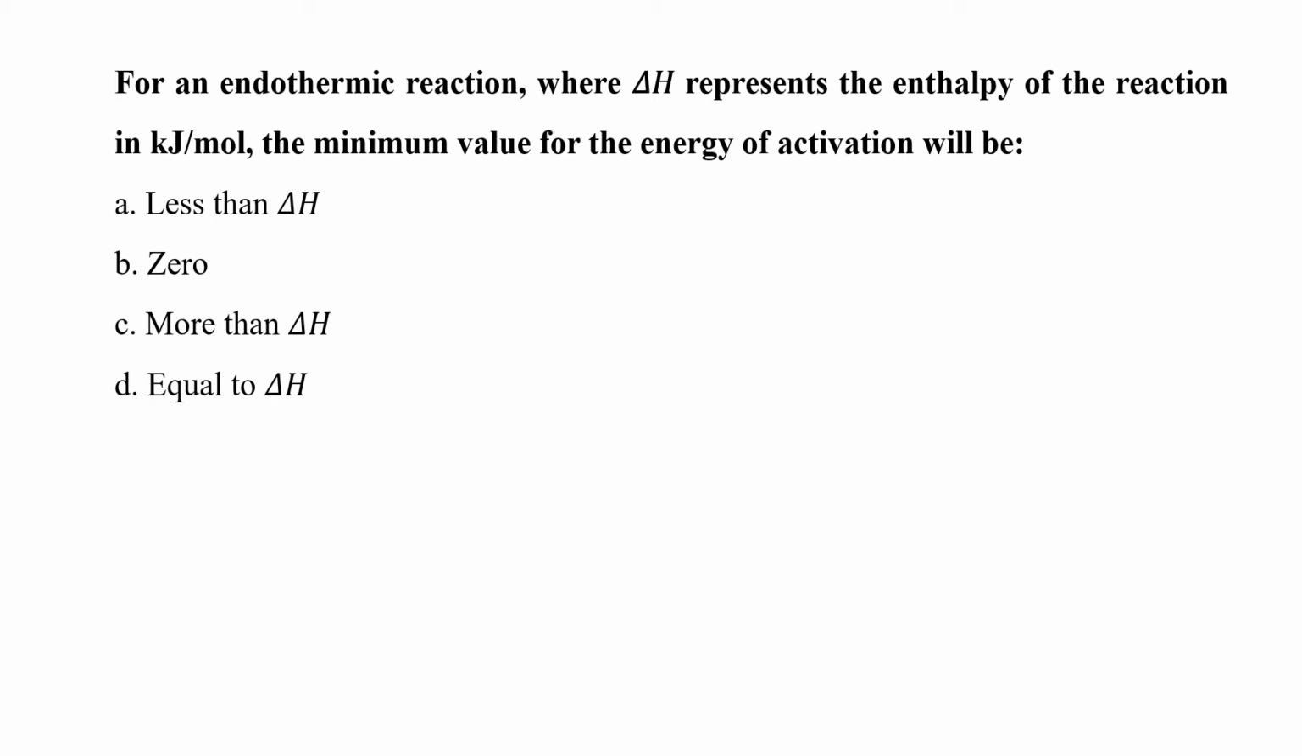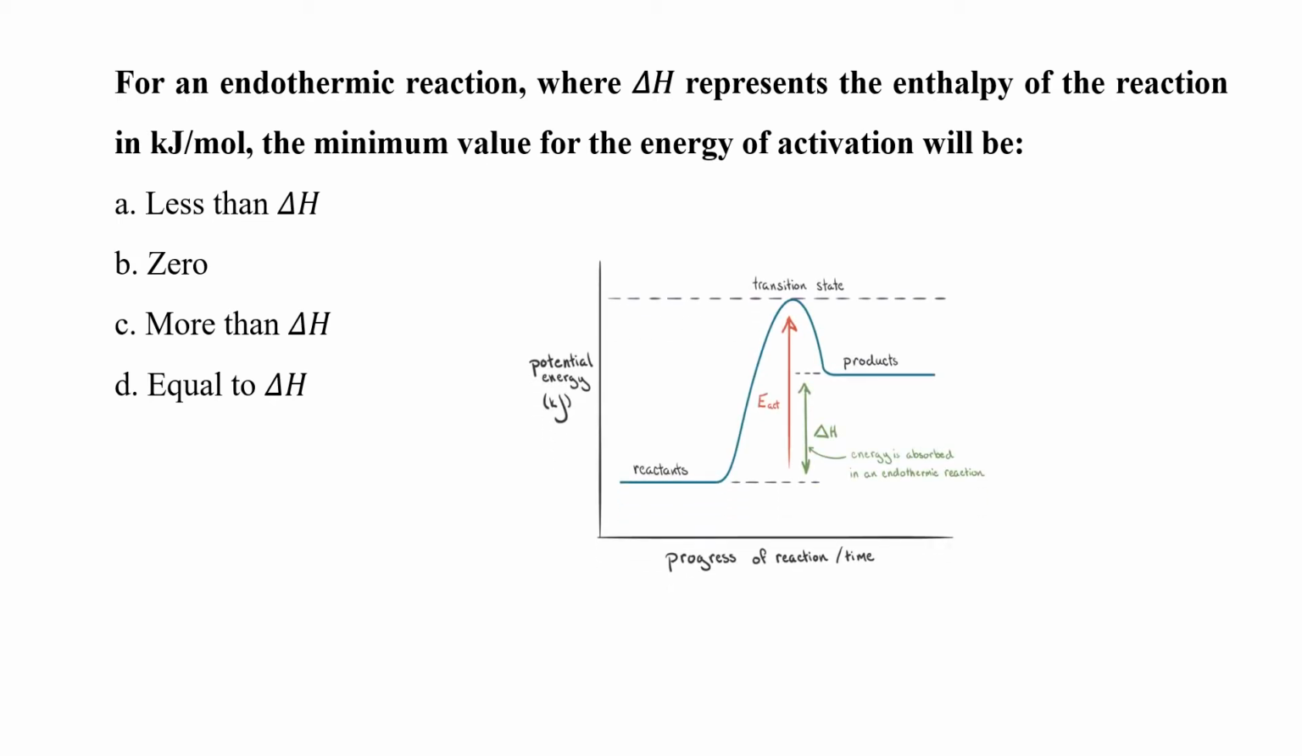For an endothermic reaction where delta H represents the enthalpy of the reaction in kilojoules per mole, the minimum value for energy of activation will be A. less than delta H, B. 0, C. more than delta H, or D. equal to delta H. We can understand this question from a free energy diagram for an endothermic reaction. Here is the diagram. Now, from this diagram, we can see that delta H is positive.